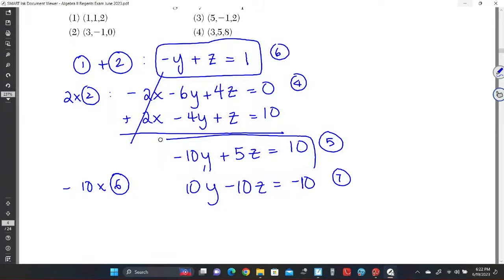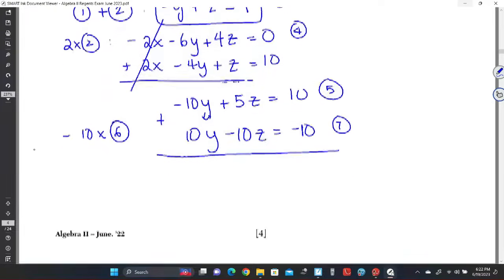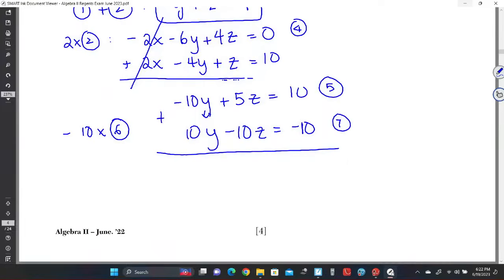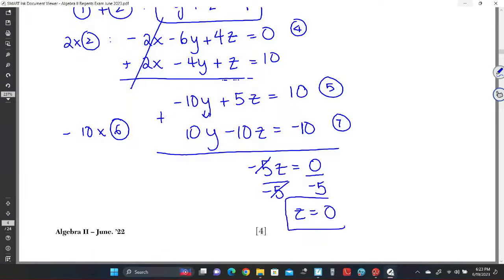All right, now what I'm going to do is I'm going to add these 2 equations together, 5 and 7, and that's going to eliminate the y's. Negative 10y plus 10y goes away. 5z and negative 10z gives me negative 5z, and 10 plus negative 10 gives me 0. I can now easily solve this equation for z, and I get z equals 0 divided by negative 5, so z is equal to 0.